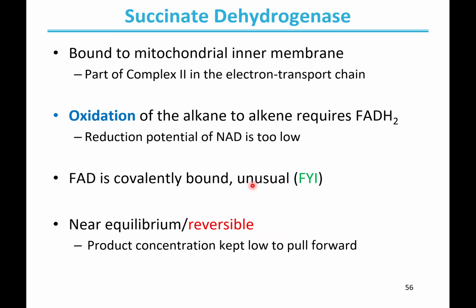The FAD in succinate dehydrogenase is actually covalently bound, which is a little bit unusual. Usually FAD groups are bound with hydrophobic interaction and hydrogen bonding. So that's a little bit unusual, but that's just for your information. You're not going to be tested on that. This is near equilibrium, which makes it a reversible reaction. And again, a constant theme here: product concentrations kept low to pull this reaction forward.